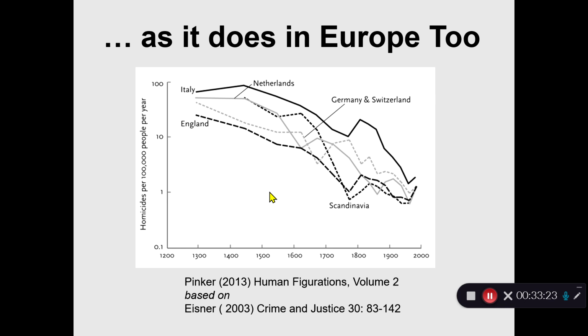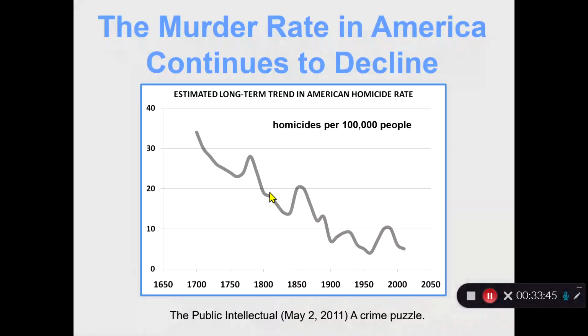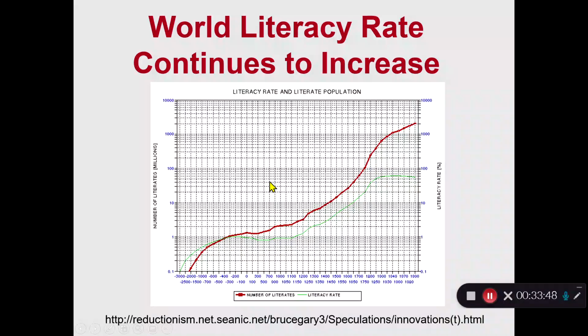Why is that? Well, Steven Pinker attributes it mostly to civil society, to governments and laws and police who enforce the laws. We'll talk about that more as we go along in the course. But I think a big factor has to do with culture, because just as the homicide rate has declined in America and Europe, the literacy rate around the world has increased over that same period. More and more people can read.